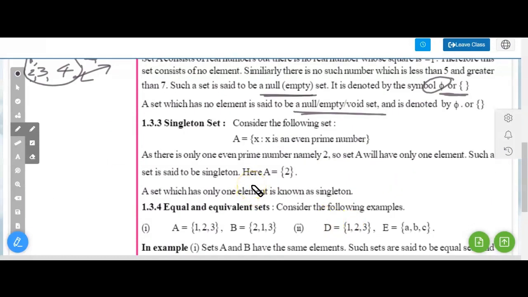The third type is the singleton set. The name itself makes it clear. There is a single element in the set. If you take this example, A is the set, x is an even prime number. If you start with prime numbers, you will have only 2 as an even number which is also prime. No other numbers are prime other than 2. So it has only one element. So this is a singleton set.